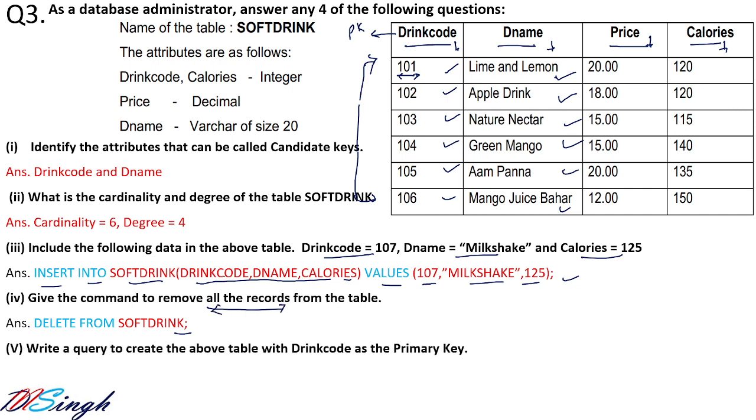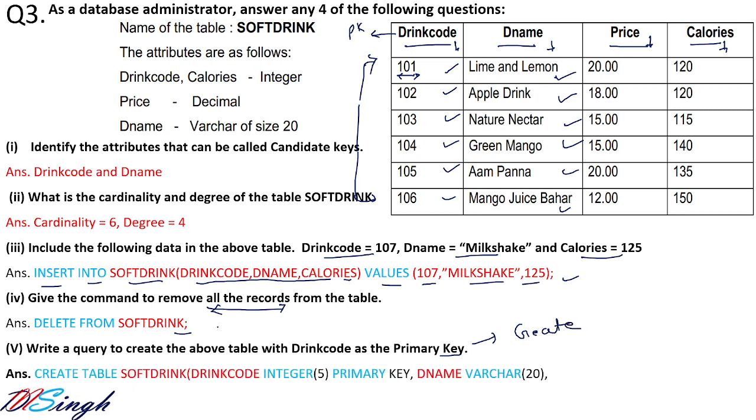Next question is, write a query to create the above table with drink code as primary key. Fine. So which command is going to be used to create the table? Create command. Okay. So create table, then table name.